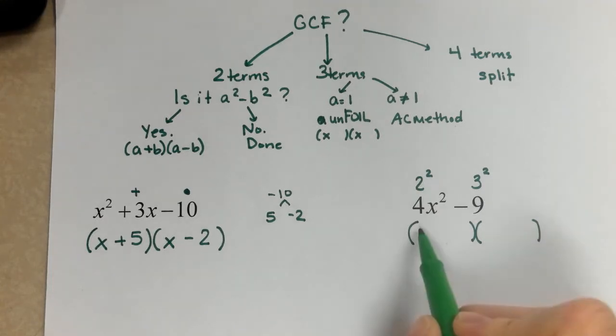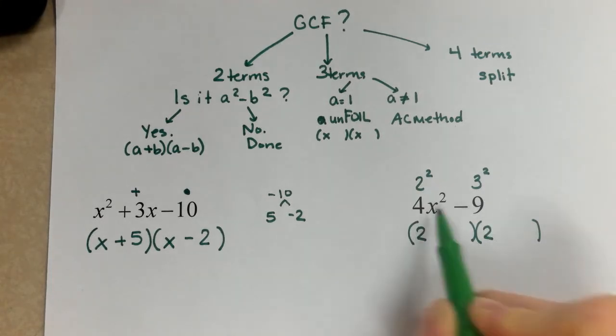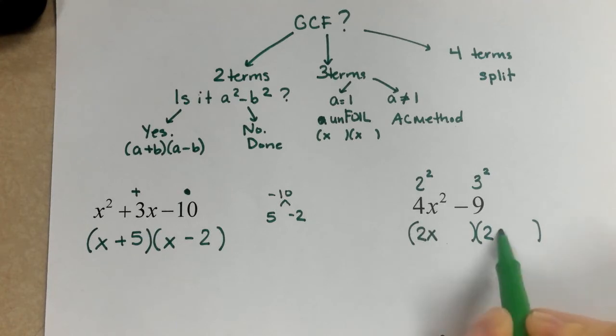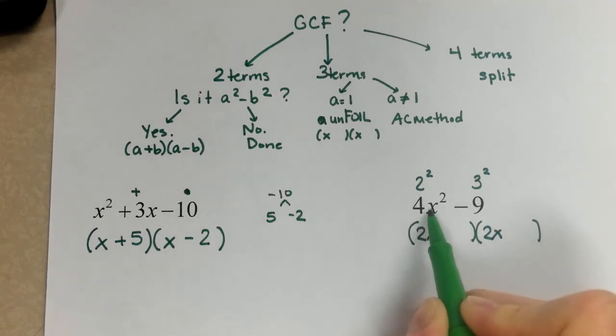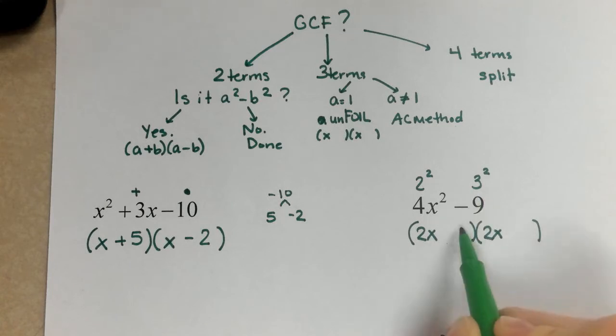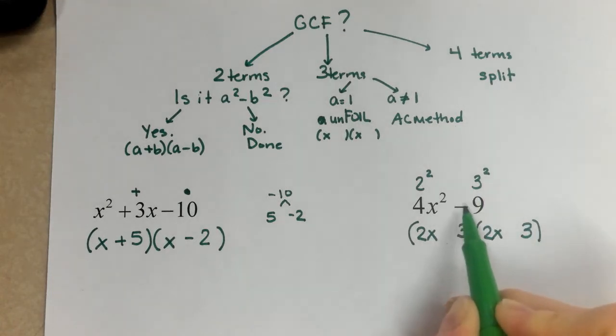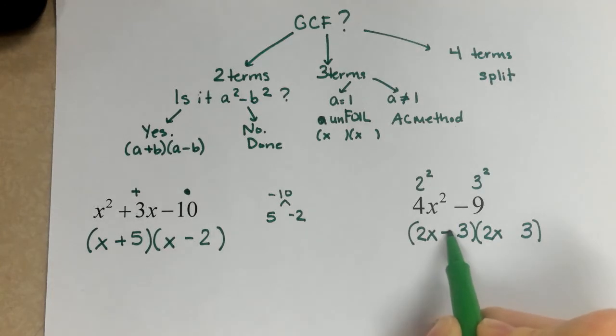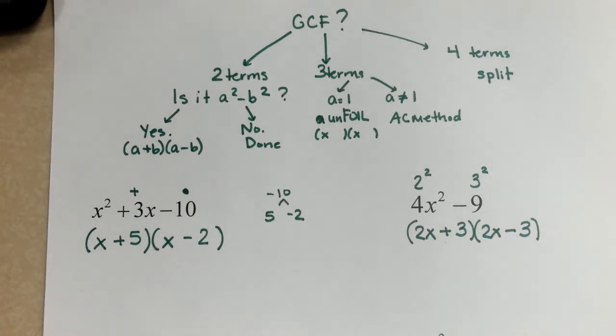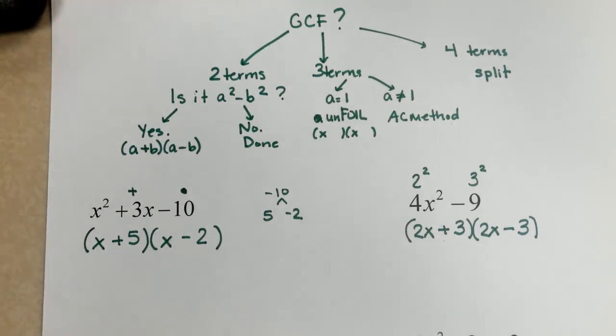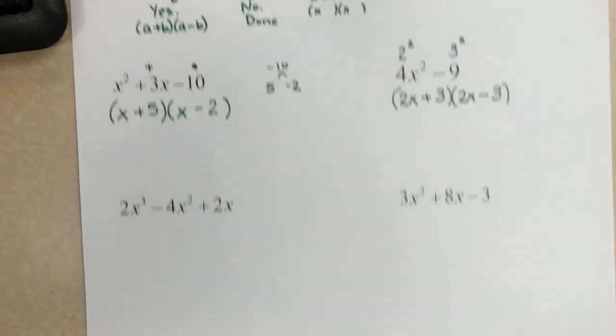This 2 squared breaks up into 2 and 2. The x squared breaks up into x and x. Keep the order the same. The 9 breaks up into 3 and 3. And since it needs to be negative, one of the 3's will be positive, the other 3 will be negative. So a difference of squares example. Okay, moving on.